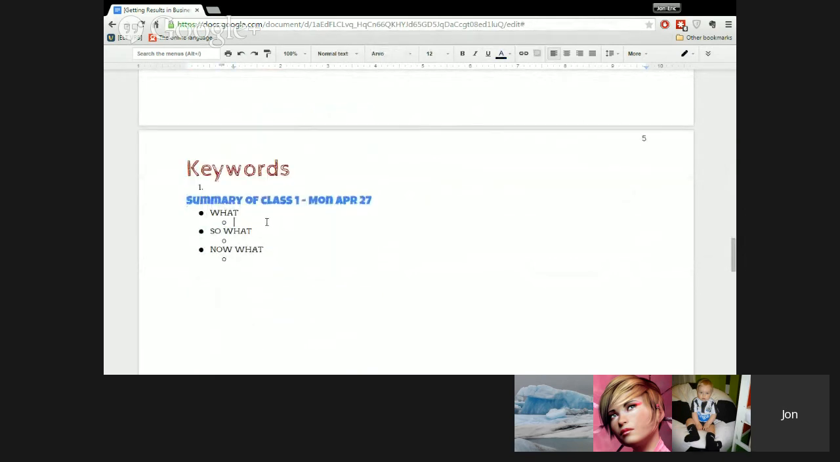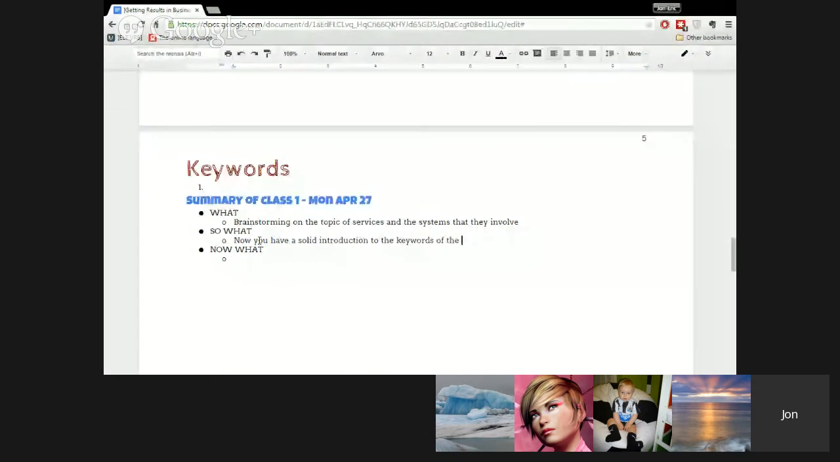Yesterday, first, we did a little brainstorming on the topic of services and the systems that they involve. In other words, I asked you questions about what services or systems you use, ones that you might use at home, ones that you might use at work. So now what? Or so what? What was the point of that? Well, now you have, I would say, a solid introduction to the keywords of the topic for this unit.